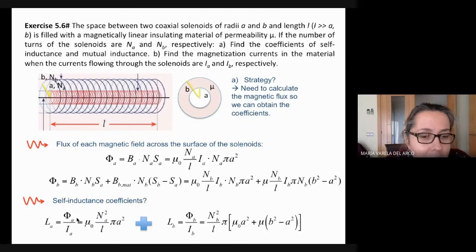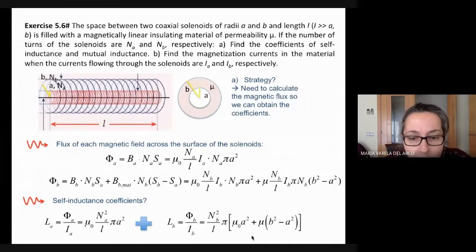But anyway, they're dogs. Anyhow, LA will be the flux across A over the intensity that will go across solenoid A, IA. So just get this number here and divide by intensity. There we go. This is the self-induction coefficient for A. And then for LB, same thing. The flux across B, this thing we calculated here, over the intensity that would go across B.